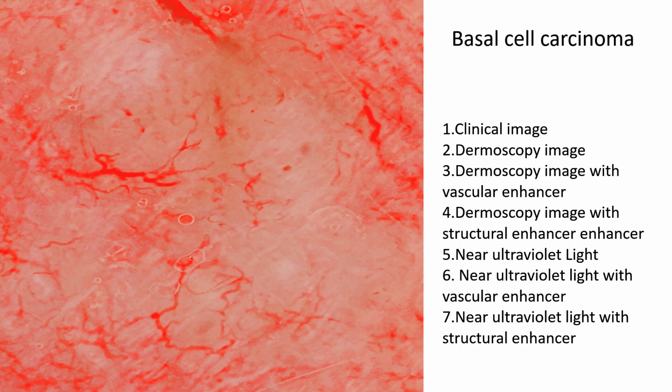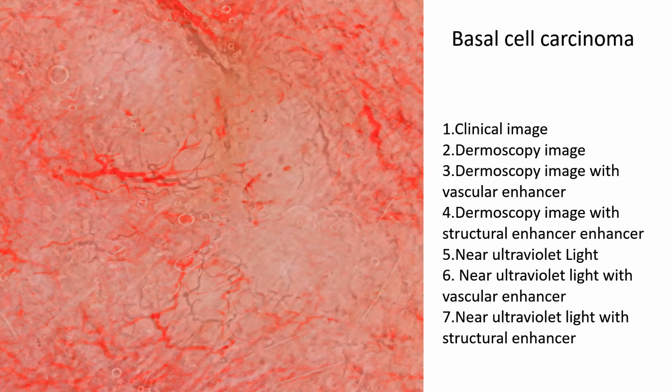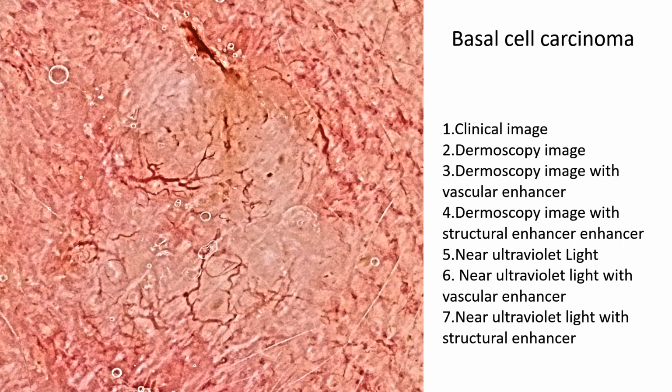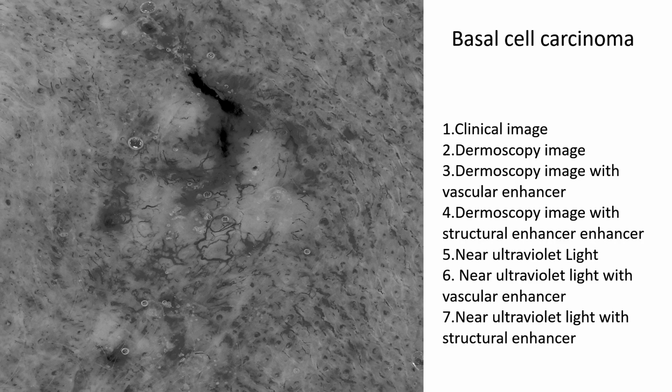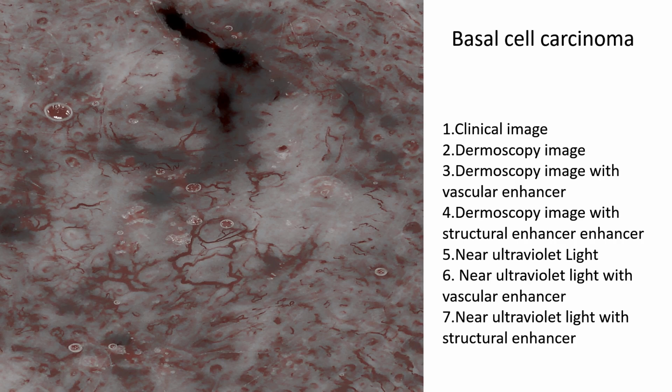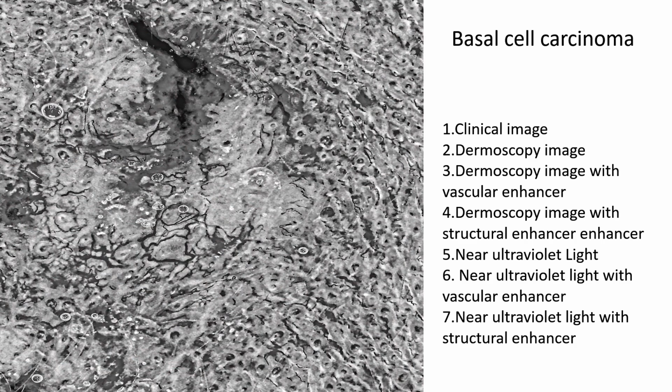With the vascular enhancer, it's quite dramatic, and one sees clearly these serpentine branch vessels, which is characteristic of a basal cell. We see these serpentine vessels with the vascular and structural enhancer as well. We see these vessels not as well in the near ultraviolet light, but in the near ultraviolet light with the vascular enhancer, again you see these serpentine or arborizing branch vessels, characteristic of a basal cell carcinoma. And in the near ultraviolet light with the structural enhancer, we see the same features.